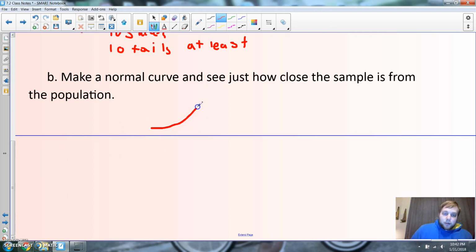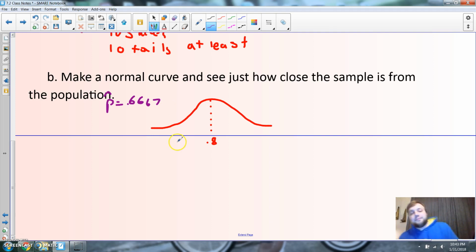Alright, so I'm going to make a normal curve. Oh man, that's bad. But we're going to pretend that's normal. Now the center should be at 80%, because that's what the teachers claimed, right? Okay, now I've got a sample down here. Remember my sample, my p hat, was at 0.667, we'll say. Alright, that's my p hat. So I got under average.